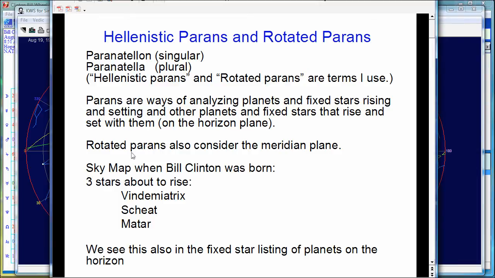And with rotated parans, we also look at the meridian plane, which, as you probably know, is the point in the sky where the planets reach their highest point from the time they rise to the time they set, about halfway in between, where it reaches the highest point or the lowest point between setting and then rising again on the meridian plane. Okay, so it's what we call in mundo, when planets are on the horizon or the meridian plane. That's what parans are all about. And let's see an example of it.